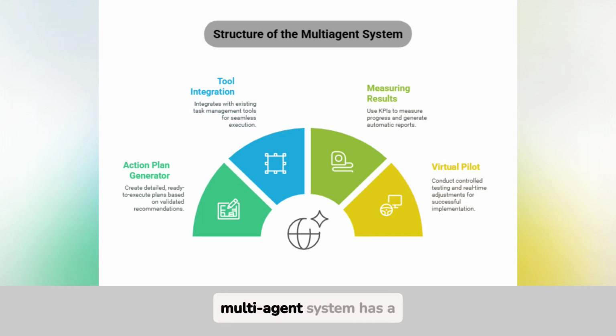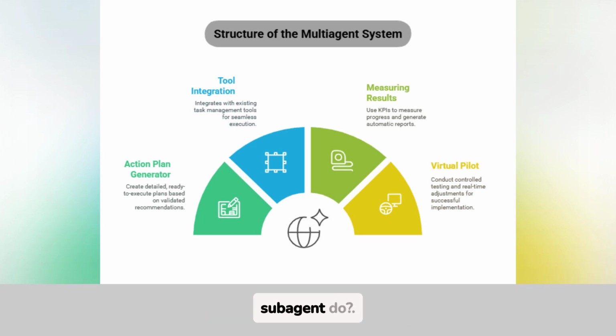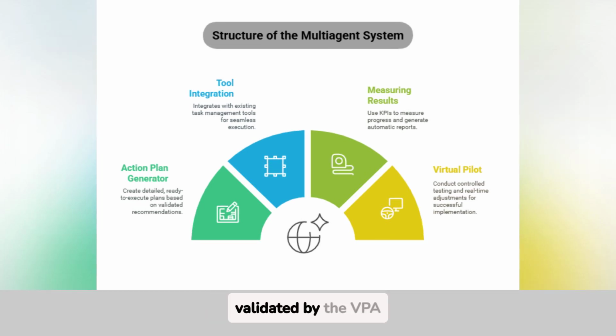That's why the multi-agent system has a subagent that connects strategy with concrete action, the Action Plan Generator. And what exactly does that subagent do? It takes a recommendation validated by the VPA, Validated Proposal Agent, and transforms it into a detailed plan, ready to be executed. This includes specific objectives aligned with the overall strategy.